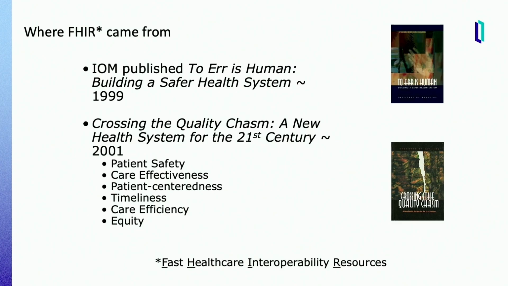And that was followed about 2 years later by a report, again by the Institute of Medicine, called Crossing the Quality Chasm. And that report, in its call to action, said that we needed a new healthcare system for the 21st century, a system that emphasizes patient safety, care effectiveness, patient-centeredness, timeliness, care efficiency, and equity. The report also noted differences in quality and outcomes across organizations and providers, differences that could not be explained in the absence of data interoperability.